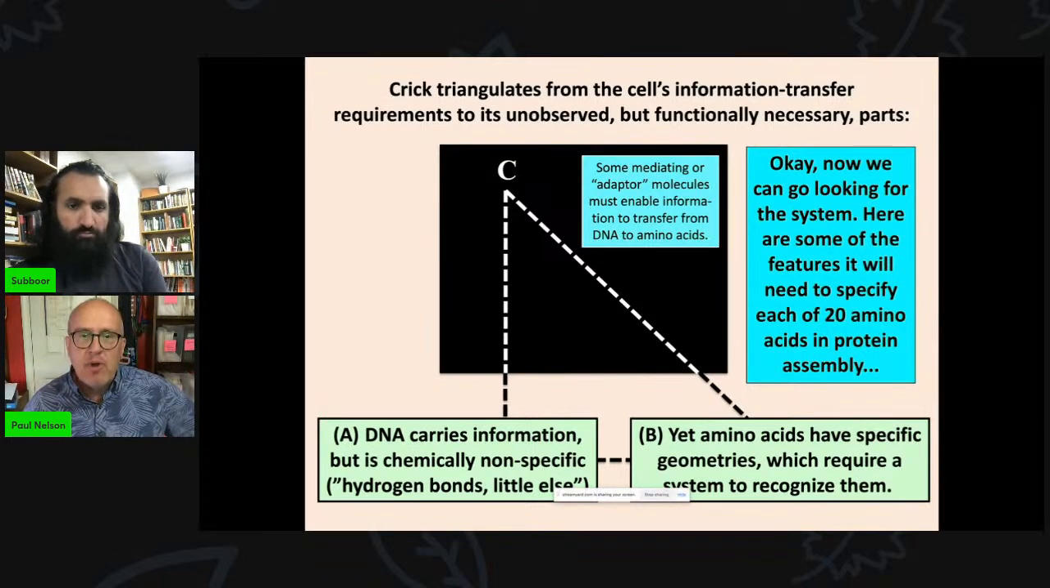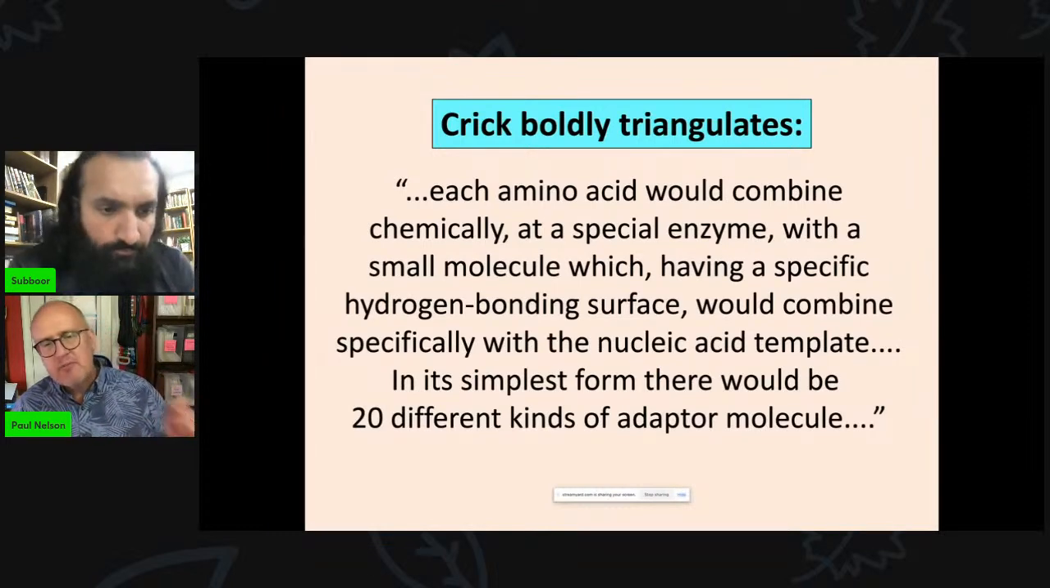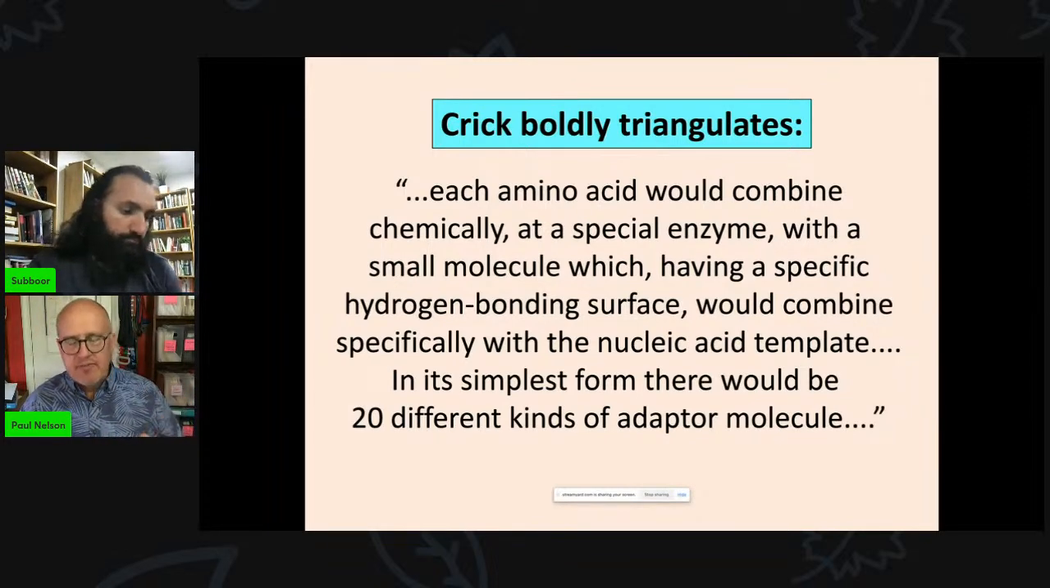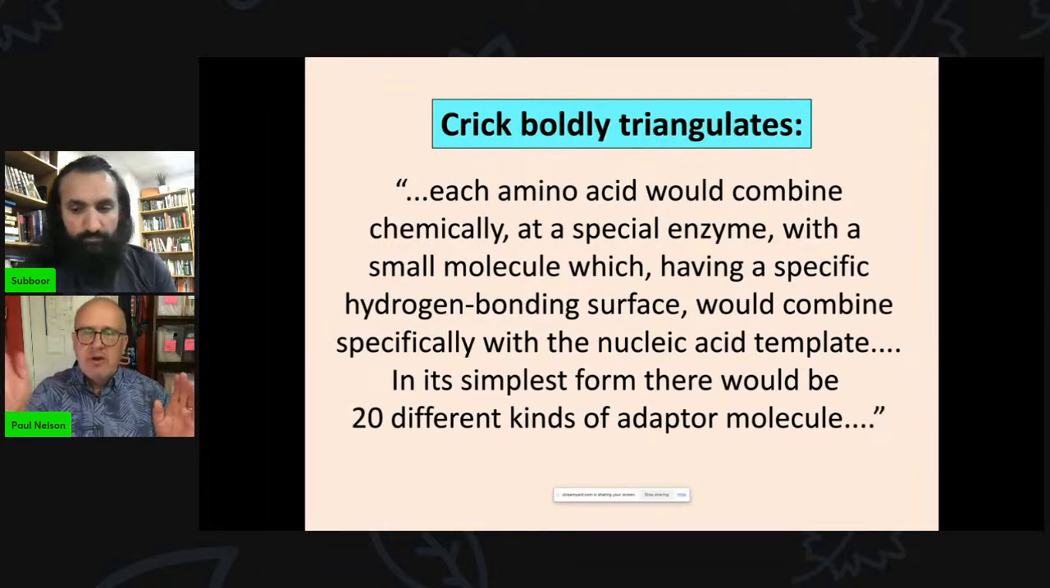And what do we need, by the way? We need 20 specialized molecules, 20 specialized adapters to match 20 amino acids. We would need at least that many of them. They would need a hydrogen bonding surface because remember, they're going to be interacting with nucleic acid on one side and amino acids on the other.